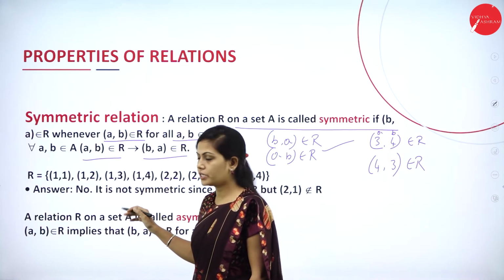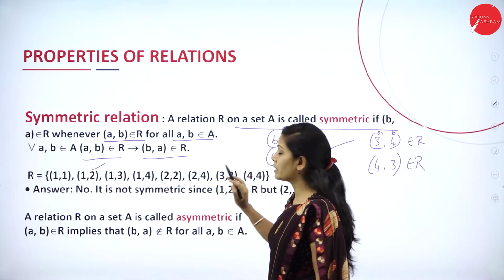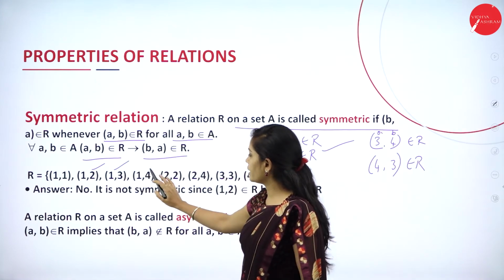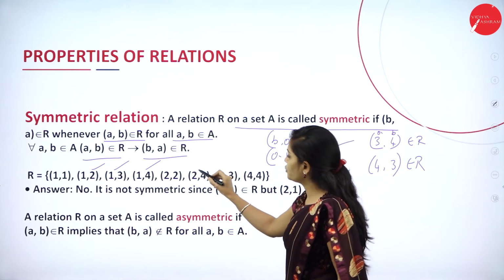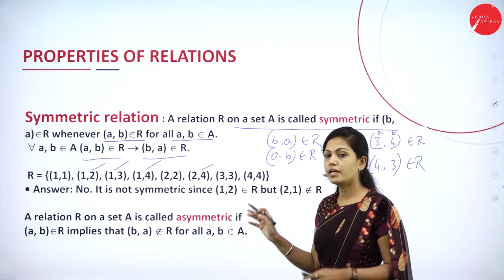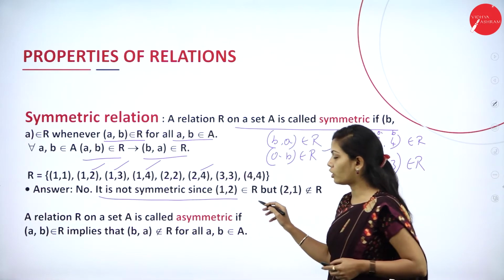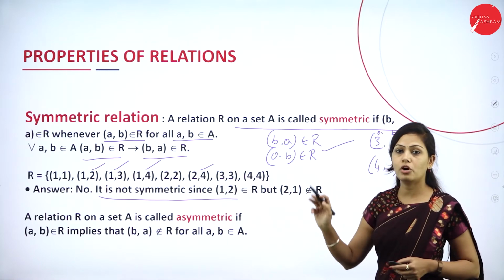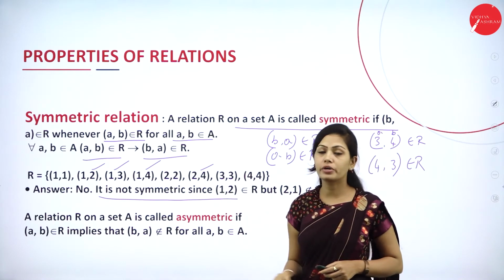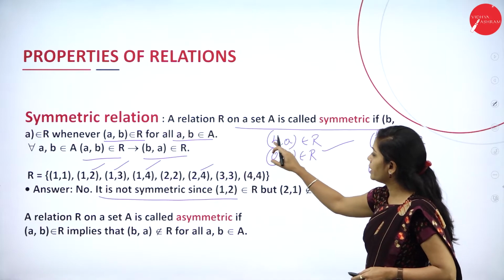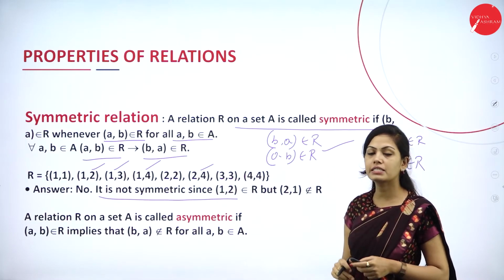So in the given relation, I have (1,1), (1,2), (1,3). (1,2) is there, but (2,1) is not there. And (1,3) is there, (3,1) is not there. And (1,4) is there, (4,1) is not there. And (2,4) is there, (4,2) is not there. Then it is not a symmetric relation. No, it is not symmetric since (1,2) belongs to R, but (2,1) does not belong to R. If it is not satisfied, it is not symmetric. If it is satisfied, (b,a) belongs to R and (a,b) also belongs to R, then we can call it symmetric.